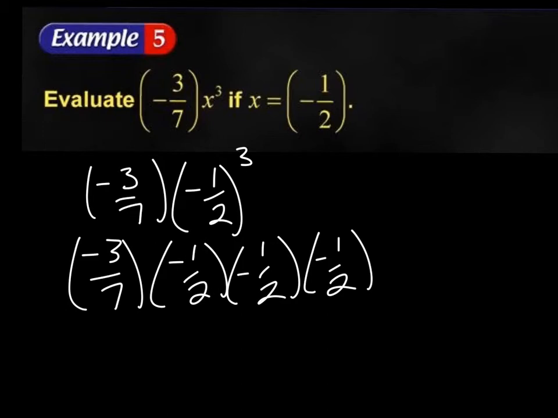Now, negative times negative is a positive. Negative times negative is a positive. So since I have an even number of negatives, I'm going to end up with a positive. And 3 times 1 times 1 times 1 is just going to be 3. 7 times 2 is 14, times 2 is 28, times 2 is 56.